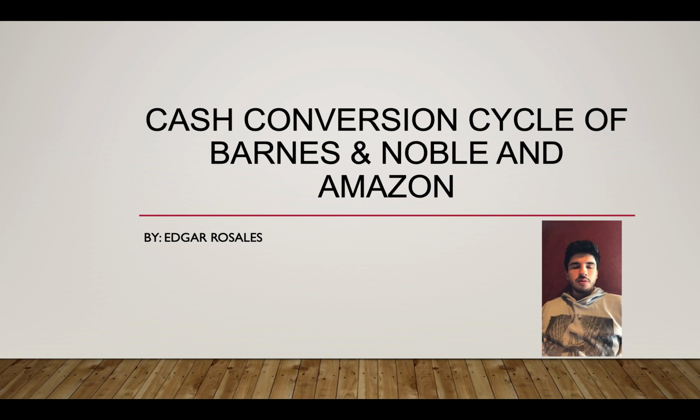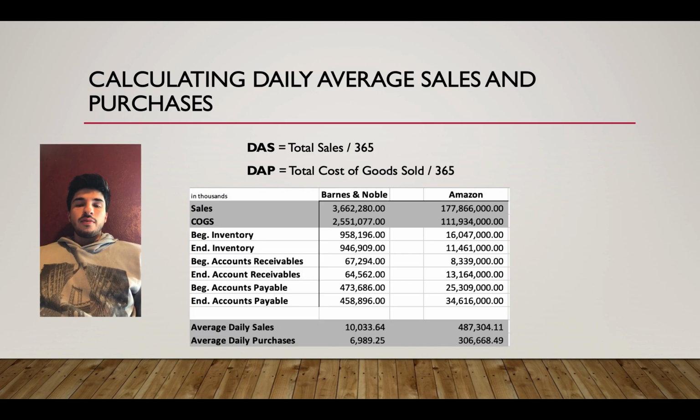Total Souls, and I'm doing a comparison of the cash conversion cycle of Barnes & Noble and Amazon. First, we need to retrieve sales and cost of goods from these two companies along with their inventory and accounts receivables and payables. We then need to calculate the average daily sales and purchases for both companies.